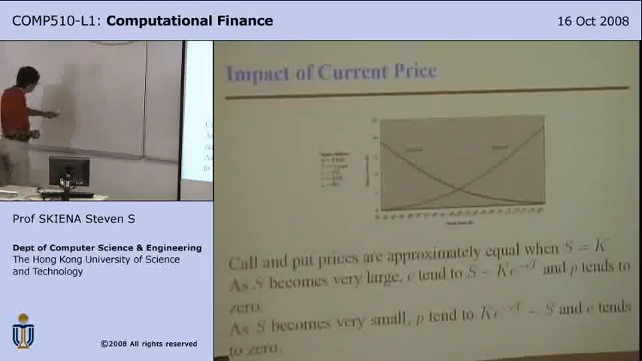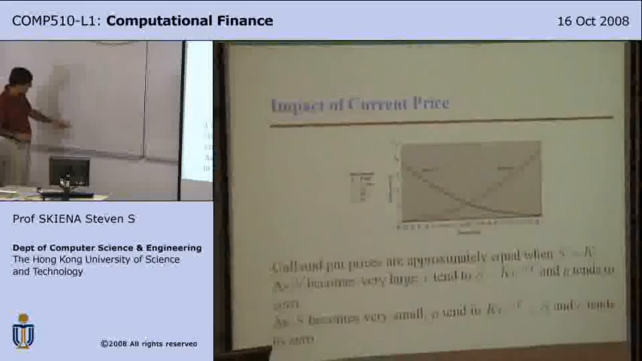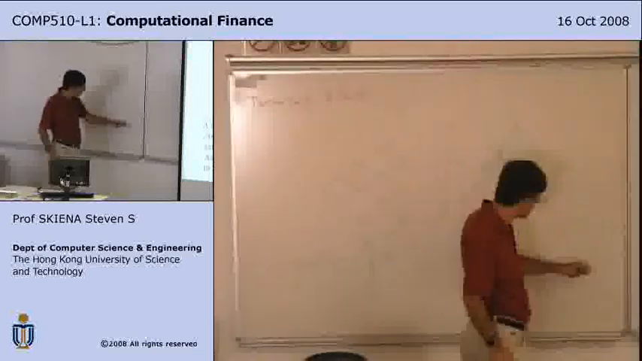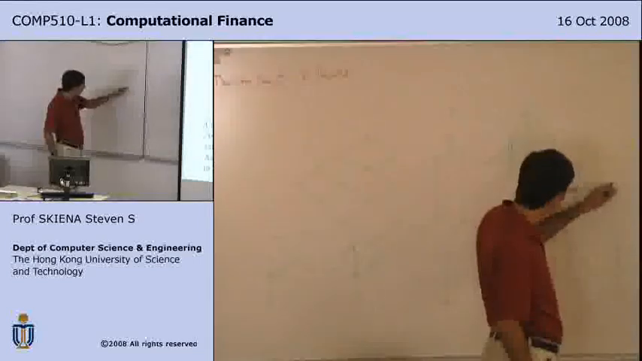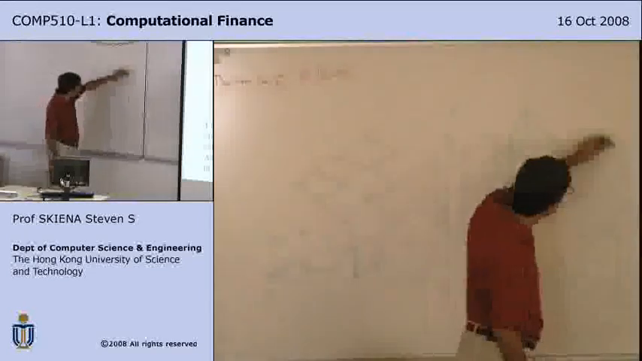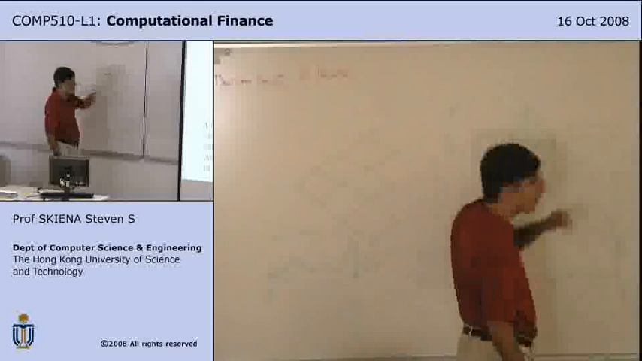Suppose you've got a call option, and that's the strike price, and the current price is here. If there's very little time, it's an enormous difference. Okay?